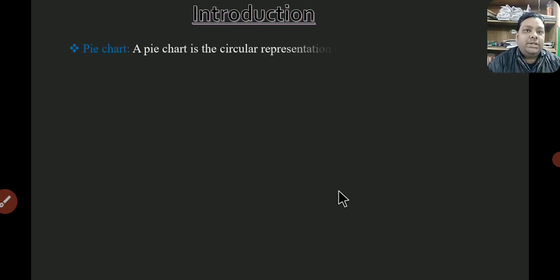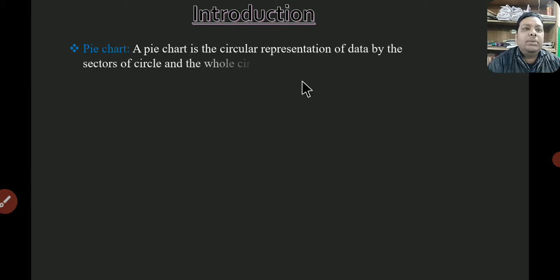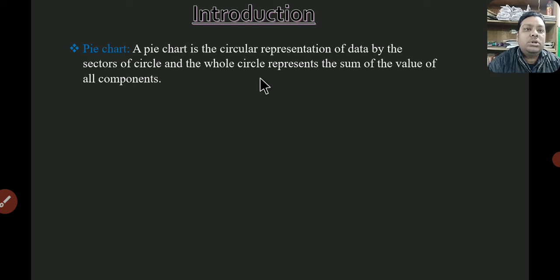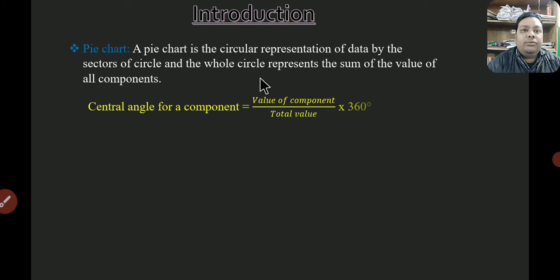In this slide you can see that first, in the introduction, we will discuss the pie chart. What is a pie chart? A pie chart is a circular representation of data by the sectors of a circle, and the whole circle represents the sum of the values of all its components. Okay dear, and to find the central angle for a component there is one formula.